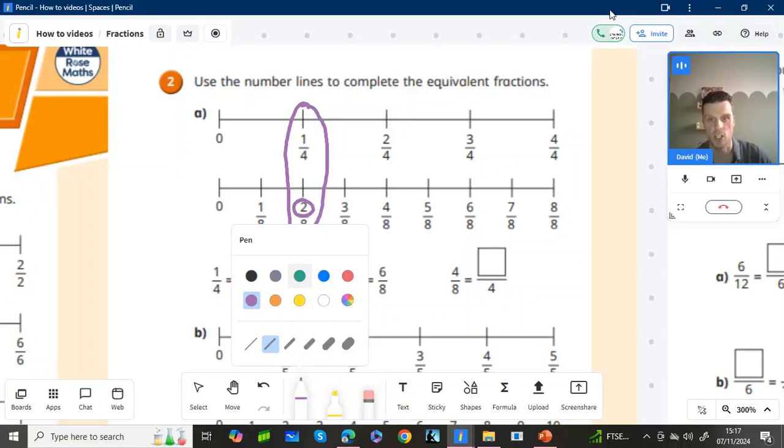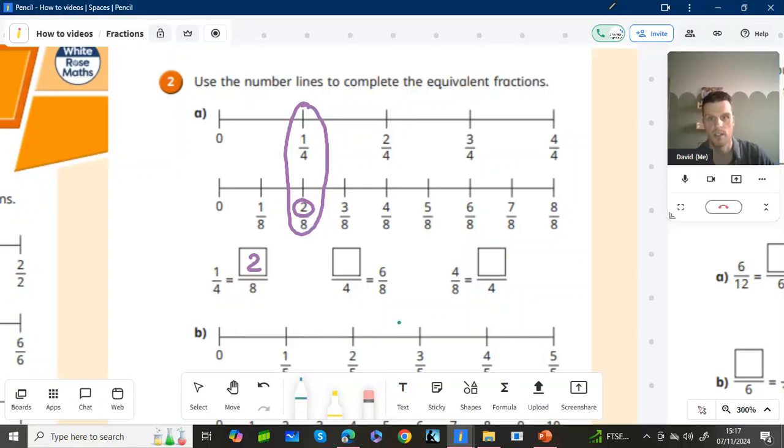I'm going to change the colour now so it stands out better. Then it's, how many quarters are equal to 6/8? So I'm going to work upside down. I find 6/8 and I draw my equivalent fraction. I'm going to go up this time. So if I look up from 6/8, it's 3/4.